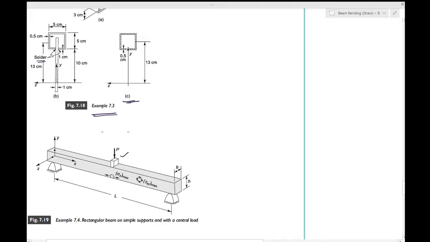We wish to find the ratio of maximum shear stress, tau xy max, to the maximum bending stress. So you want to find tau xy max divided by sigma x max. One of the first notes which is made is that these two maxima actually don't happen at the same point on this beam.